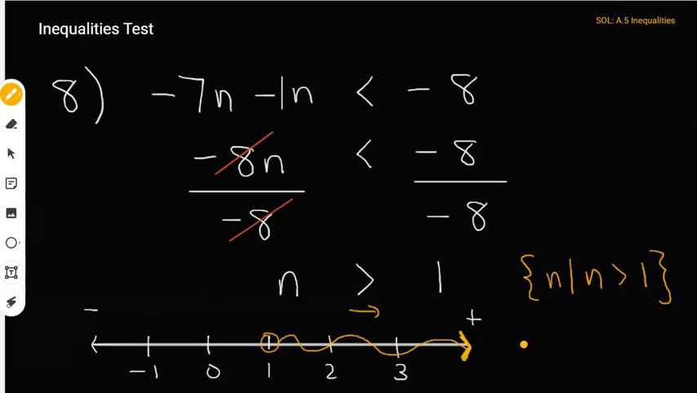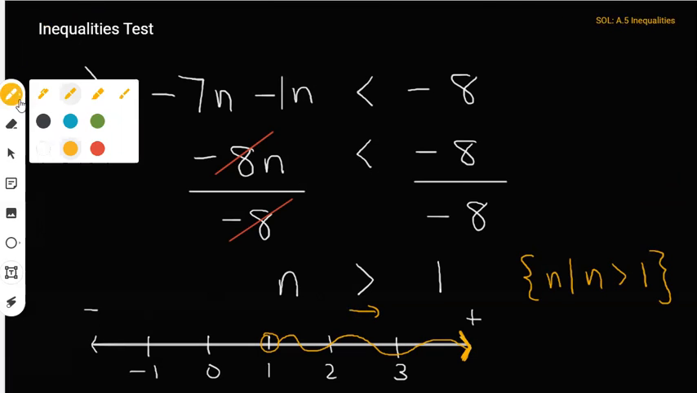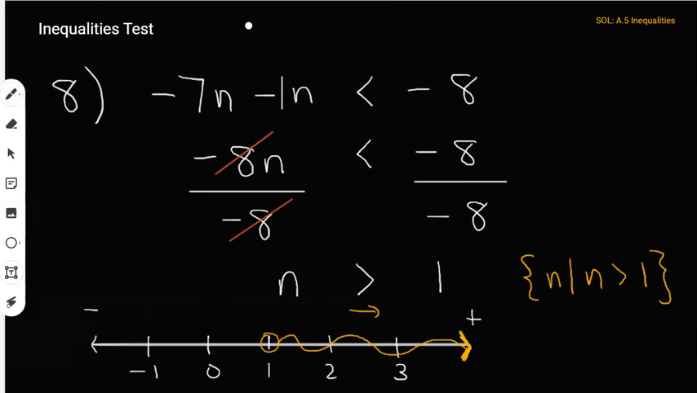So what this number line tells you is 1 is not a part of the solution set because it has an open circle around it. If it was a closed circle, it would actually be included, but it's not. But then every number that's bigger than 1, like 2, 3, 4, they're going to belong inside the solution set. Okay, so that's number 8.